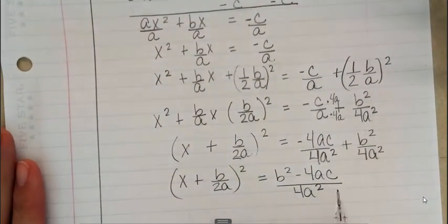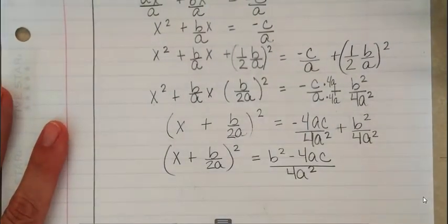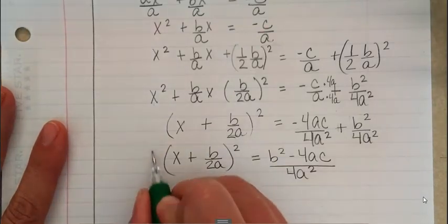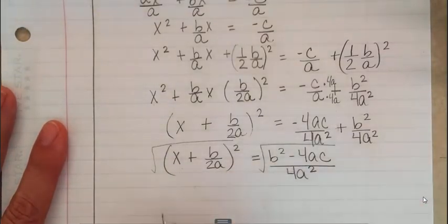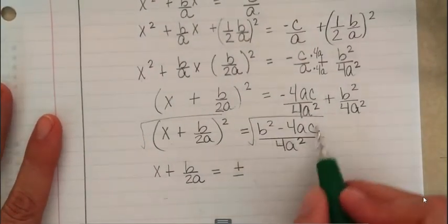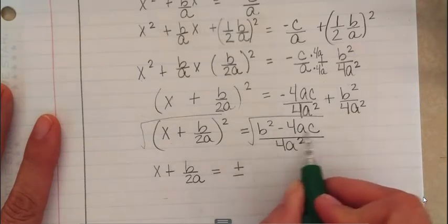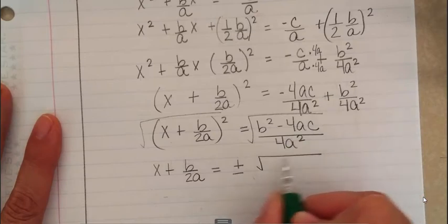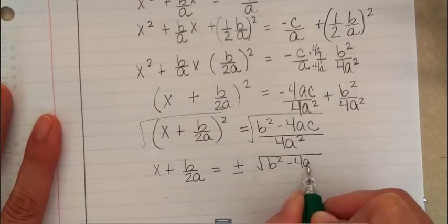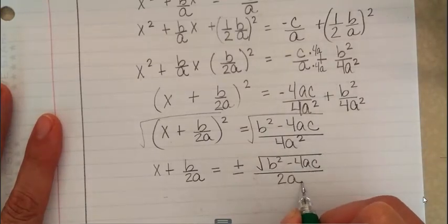Now my goal is to get x by itself, because believe it or not, the whole reason for using the quadratic formula is to solve a quadratic, which means find the x-intercepts. So I need x all by itself. So I'm going to now square root both sides. So I get x plus b over 2a equals the positive or negative square root of this whole entire side. Well, I notice that I can basically do nothing with the numerator, so I'm going to leave it as the square root of b squared minus 4ac. But on the bottom, if I take the square root of 4a squared, I will get 2a.